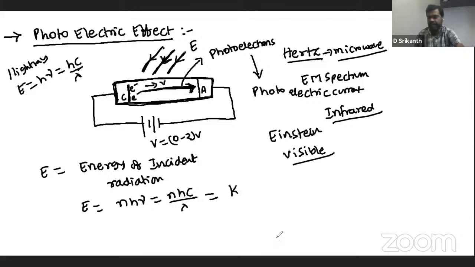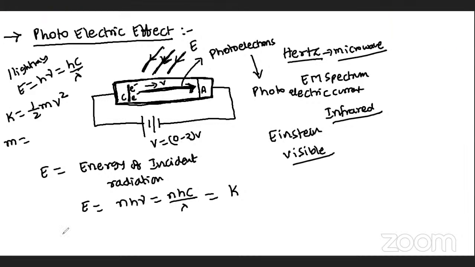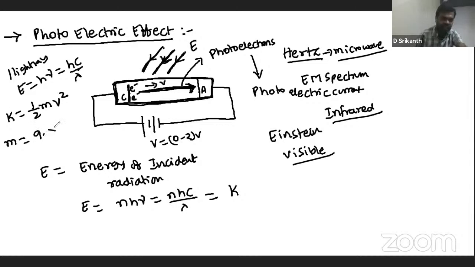Electrons are having the kinetic energy. In turn, I can write the kinetic energy of the electrons as half mv square, where m is the mass of electron. What is the value of the mass of electron? Mass of electron value is 9.1 into 10 power minus 31 kg.